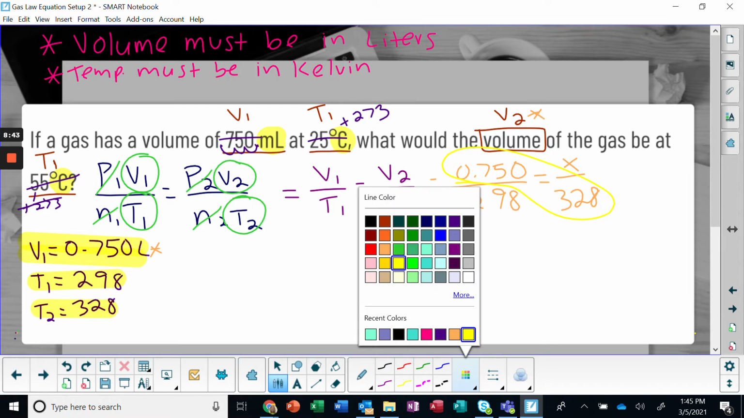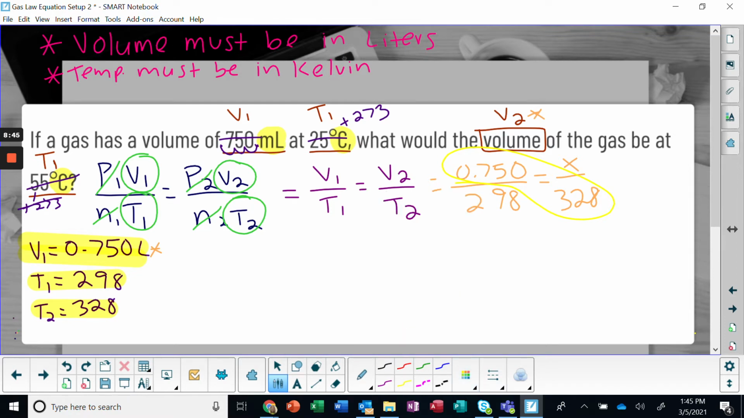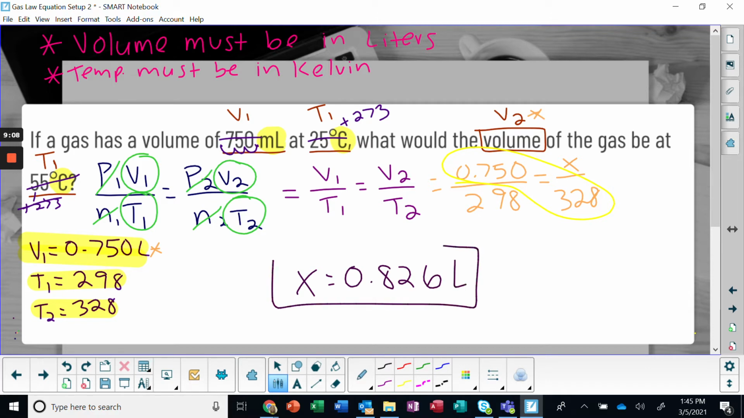We are going to round our final answer to 3 significant figures because that's how many each one of our numbers has. So X is equal to 0.826, and it's volume, so that's liters. Okay.